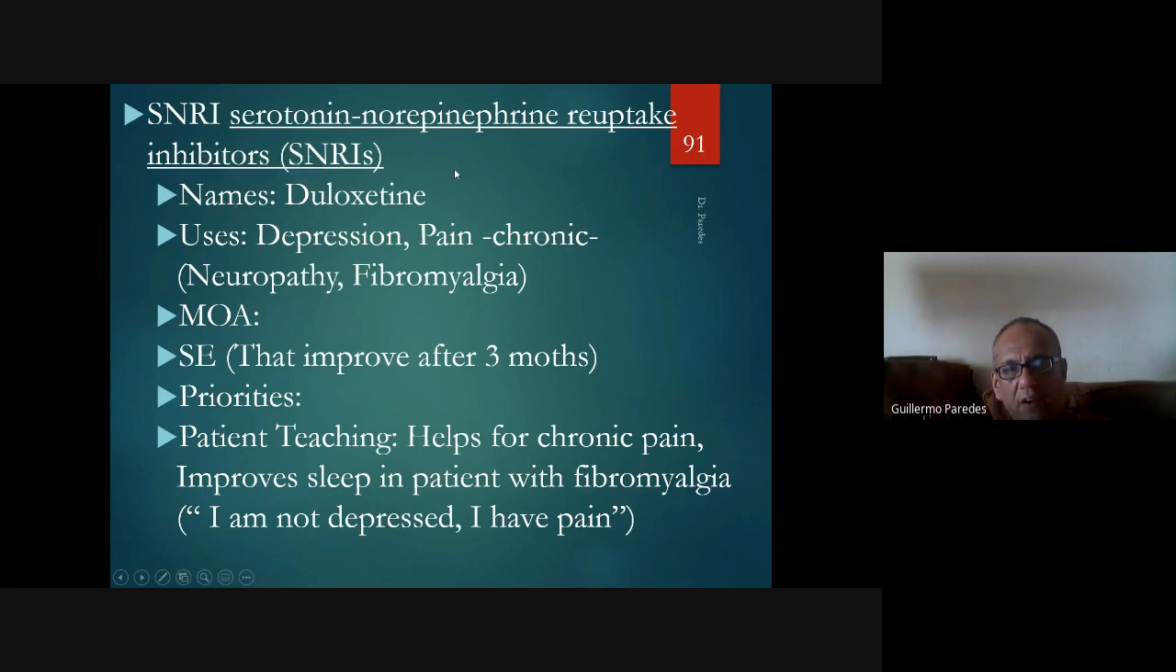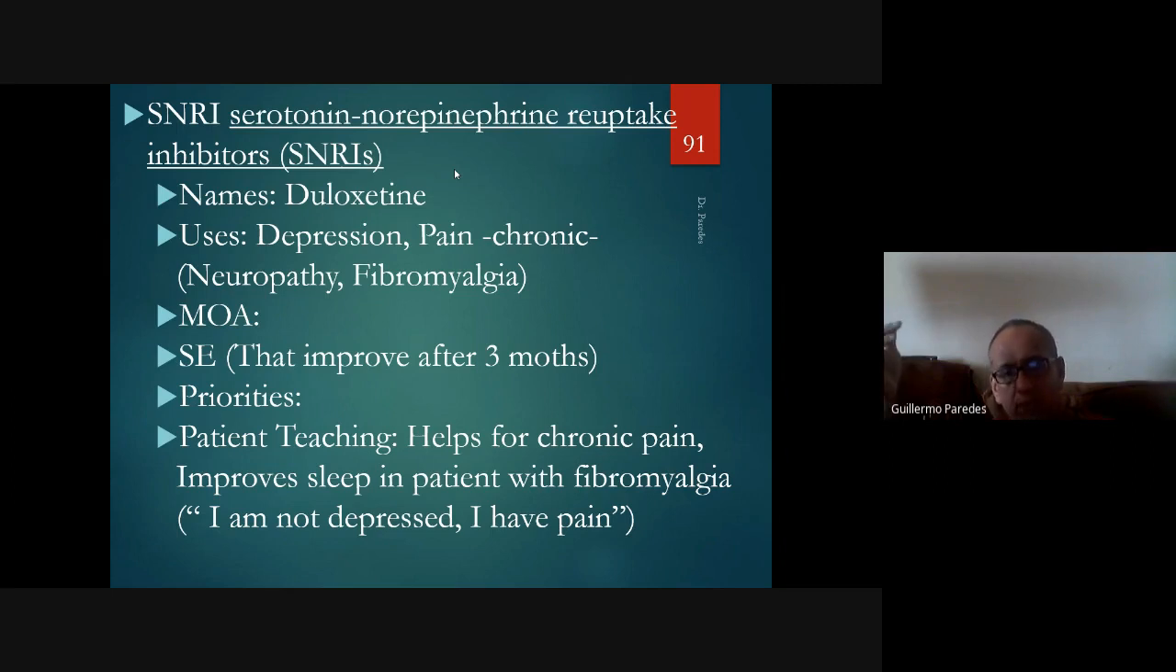SNRI. SNRI is similar to the TCA. SNRI is a serotonin norepinephrine reuptake inhibitor. So this is similar to TCA, but basically they have fewer side effects. The name is duloxetine. That can be used for depression and chronic pain, neuropathy, fibromyalgia. Fibromyalgia, please just remark that. Side effects improve after 3 months. All these side effects are going to be for a few weeks, especially 2-3 weeks. But this SNRI is going to take longer.